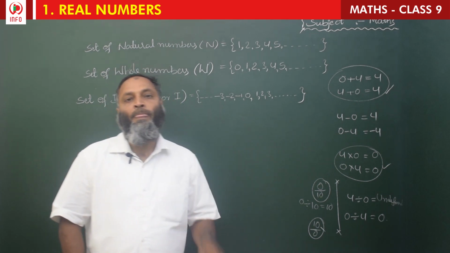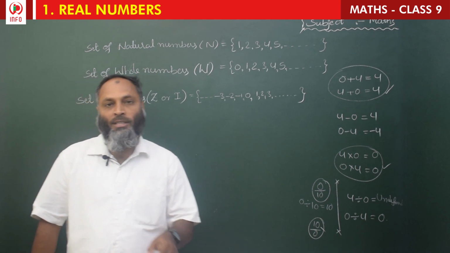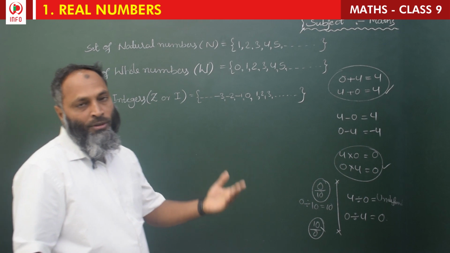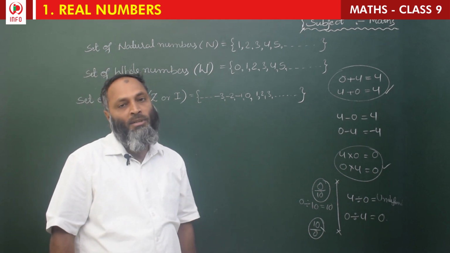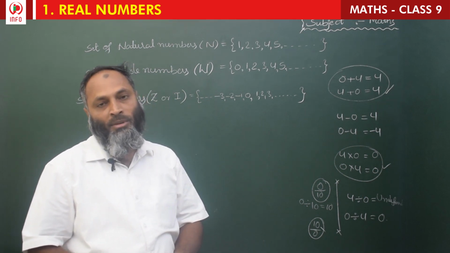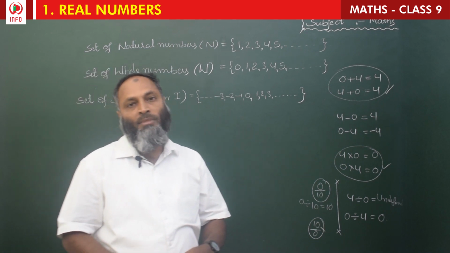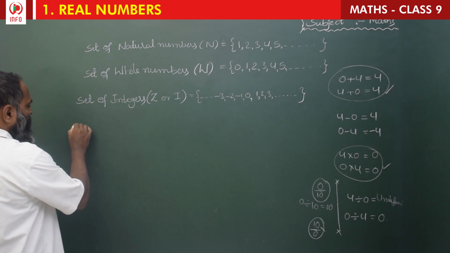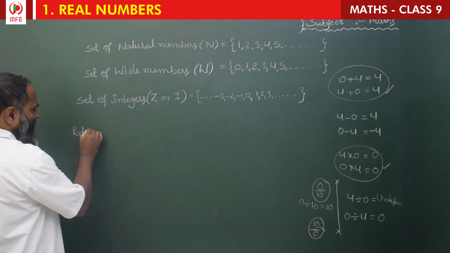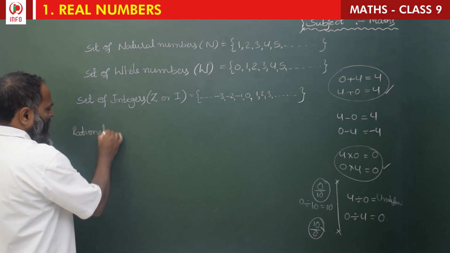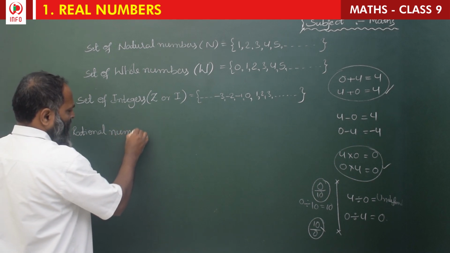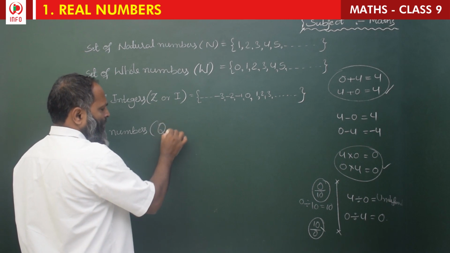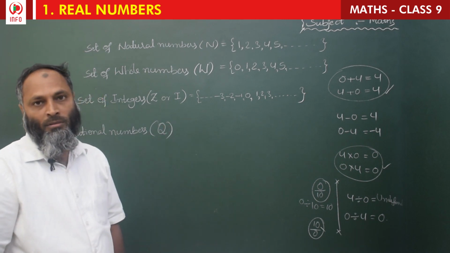So, now in this class we are going to discuss real numbers. Before that, rational numbers and irrational numbers, that also we discussed in our previous classes. What are rational numbers and what are irrational numbers? Rational numbers are represented with capital Q.